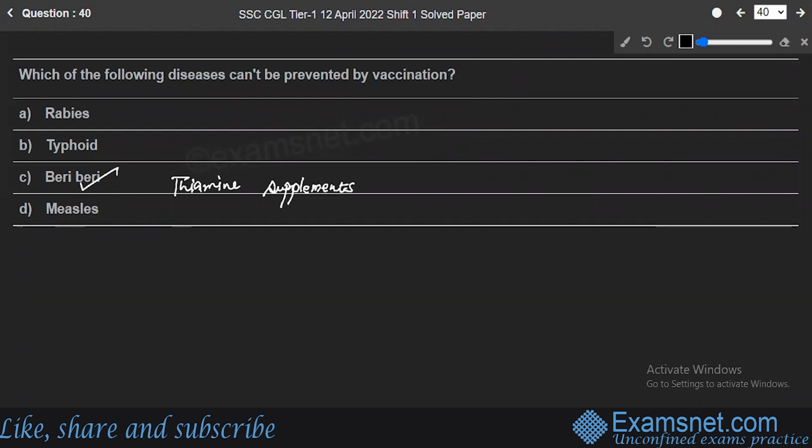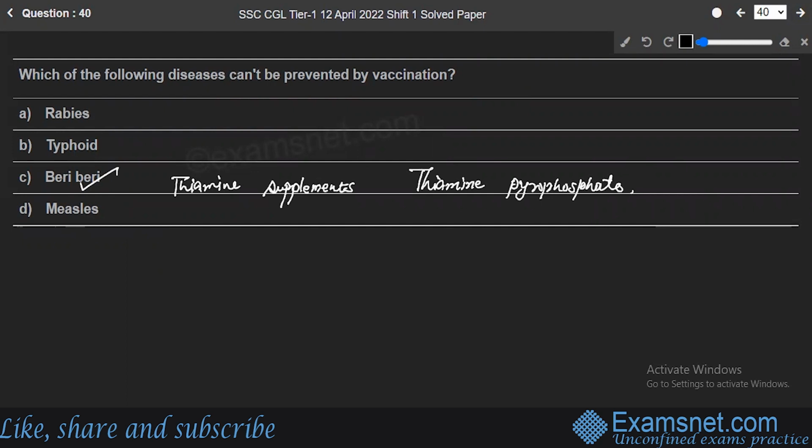This beriberi disease refers to the deficiency of thiamine pyrophosphate. So the beriberi is the answer. Let's see the other options as well.